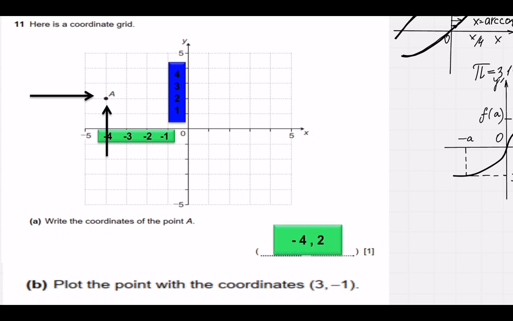Plot the point with the coordinates 3 and -1. I need to complete the digits, so I will not be confused. Complete the digits 1, 2, 3, 4, -1, -2, -3, -4. Where is 3 and -1? 3 from the x-axis, and -1, it will be just here.